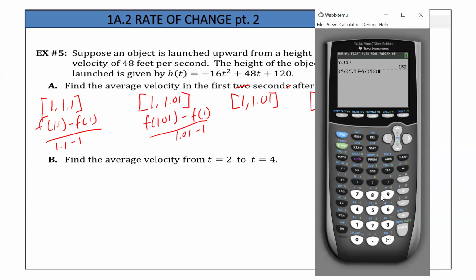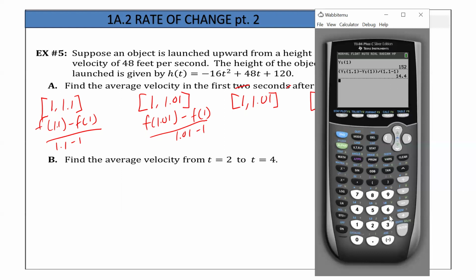Your numerator is done. Now you're going to go to your denominator. I can't make a fraction, so I'm going to put the division symbol and use parentheses to do my denominator. Okay? And I'm going to type in 1.1 minus 1. And I hit enter and it calculates the value.